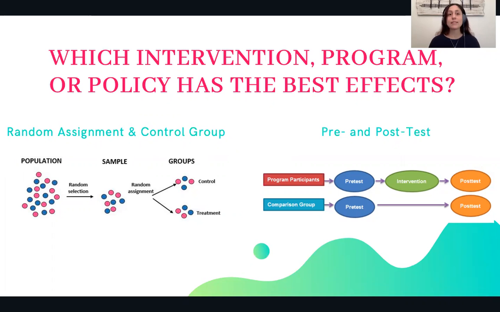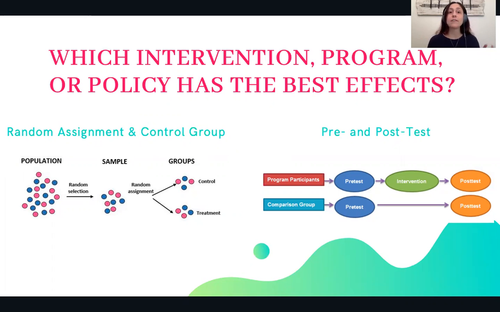intervention, program, or policy has the best effects? This is where we get to the efficacy of treatment question. And so, of course, experimental designs are the gold standard for determining whether a particular intervention, and not some alternative explanation, is the real cause of a particular outcome. Experimental design has 3 essential features shown here.